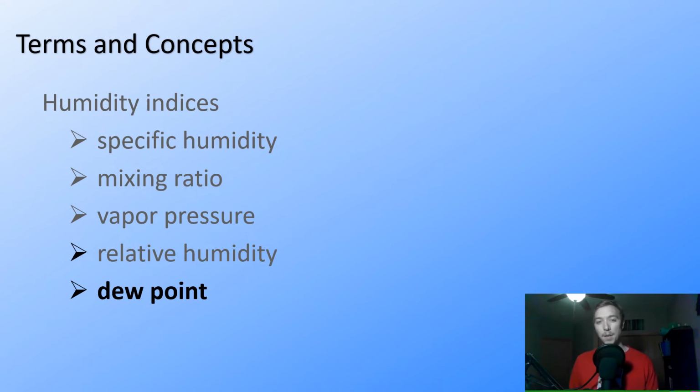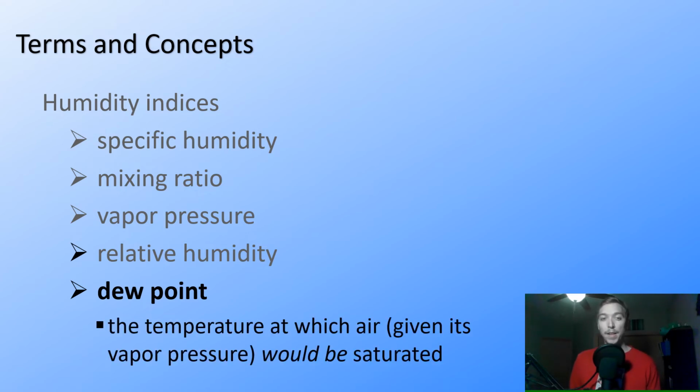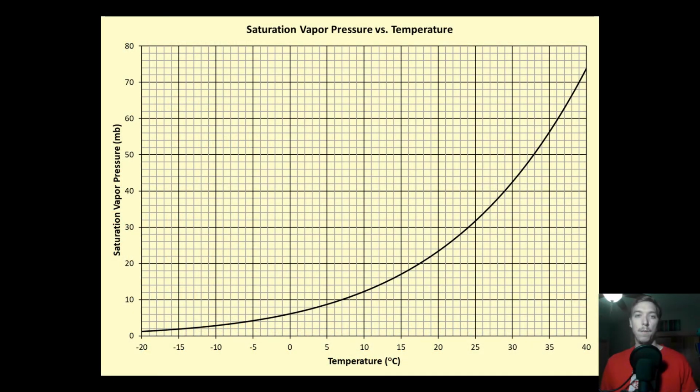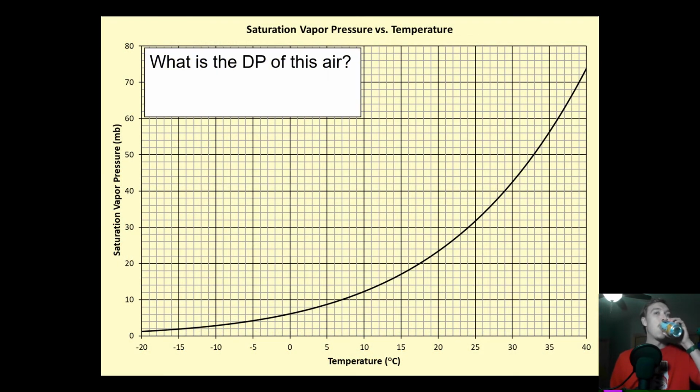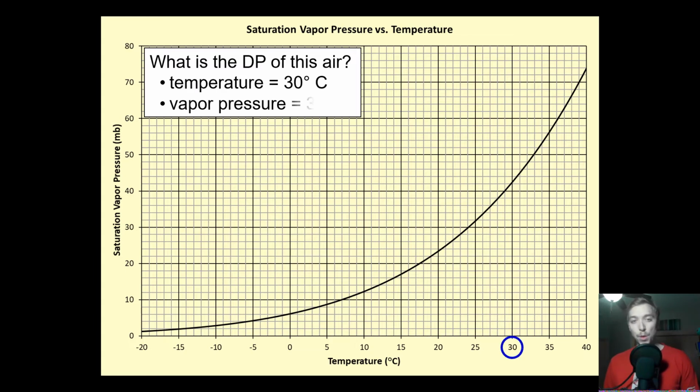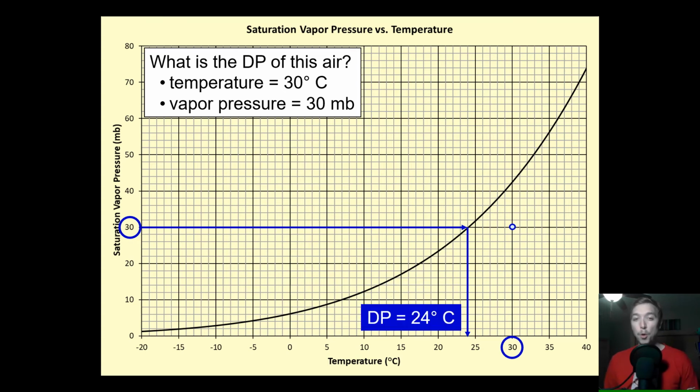So this gets at the concept of dew point here. That is the temperature at which air, given its vapor pressure, would be saturated. So if we look back here again, let's figure out what the dew point of this air, rather than the relative humidity, would be. Temperature is equal to 30 degrees Celsius. Vapor pressure is 30 millibars again. So at 30 millibars, our dew point is going to be about 24 degrees Celsius.